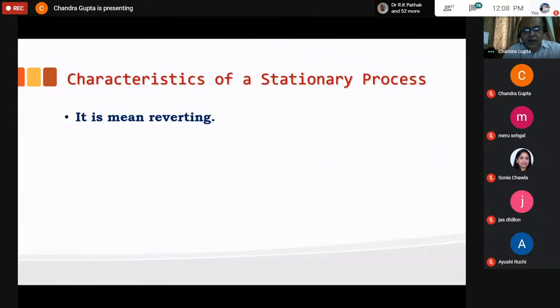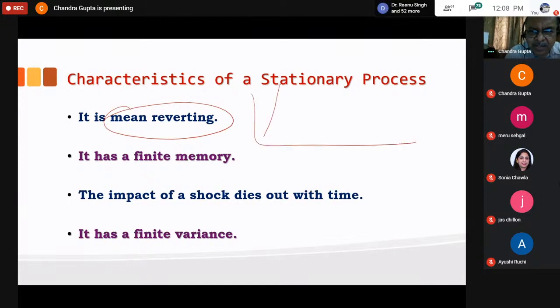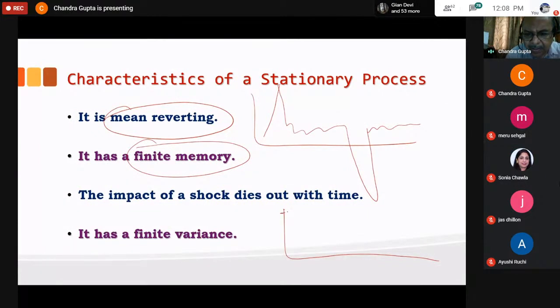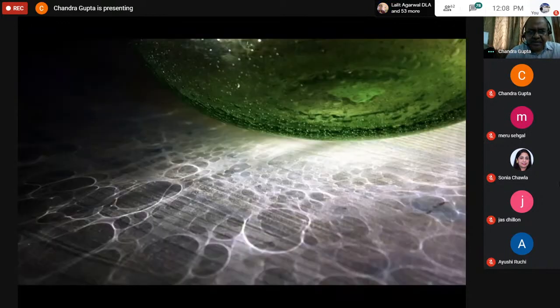Let's have a look at the characteristics of a stationary process. It's a mean reverting process. That means if there is a shock, the series will come back. Finite memory means your graph of ACF will not be like this; it will fade out gradually. The impact of a shock dies out with time, and it has a finite variance. So these are the characteristics of a stationary time series.